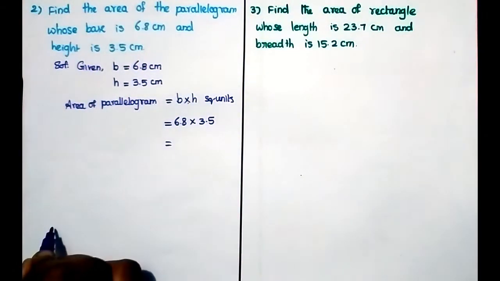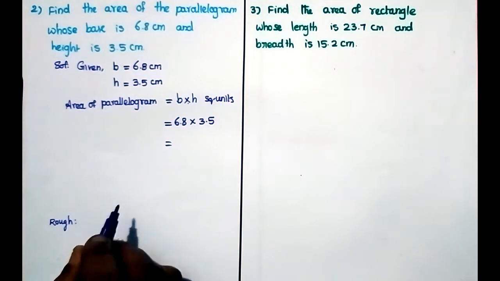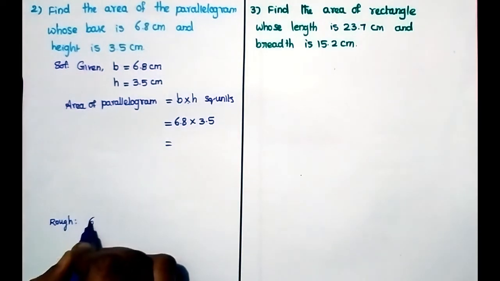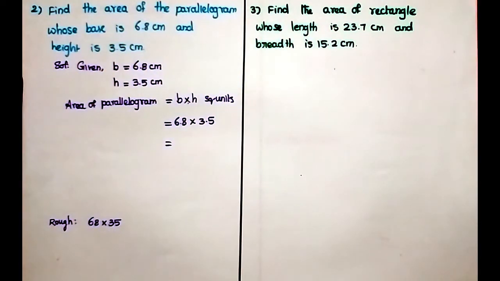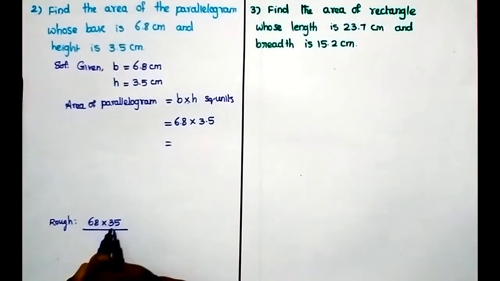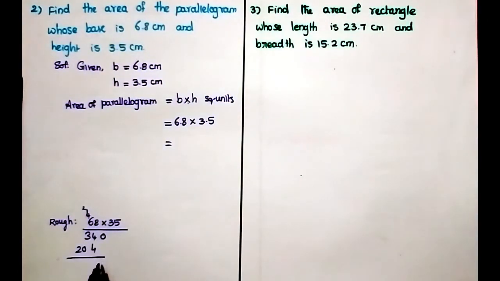Multiply these two without the decimal point. 68 into 35. 8 5s are 40. Carry over 4. 6 5s are 30, 34. 8 3s are 24. Carry over 2. 6 3s are 18 plus 2, 20. So 8 3 2.